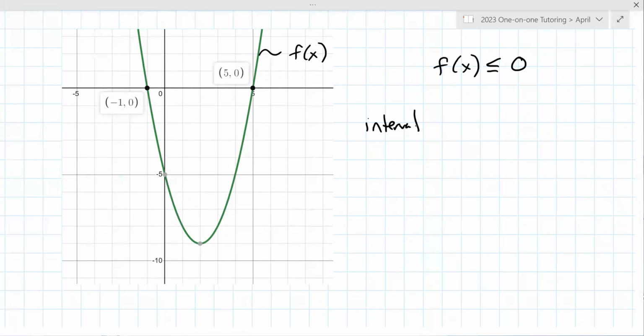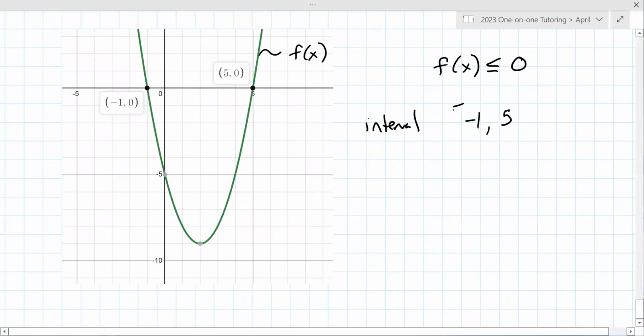-1, 5. Okay. And it's a bracket. Why is it a bracket? Because it's less than or equal to. Because it can be 0. It can be 0. That's why it's the bracket. Okay. How about set builder?